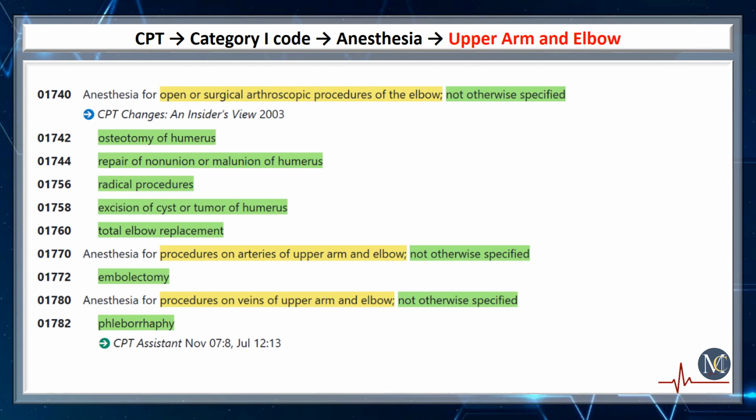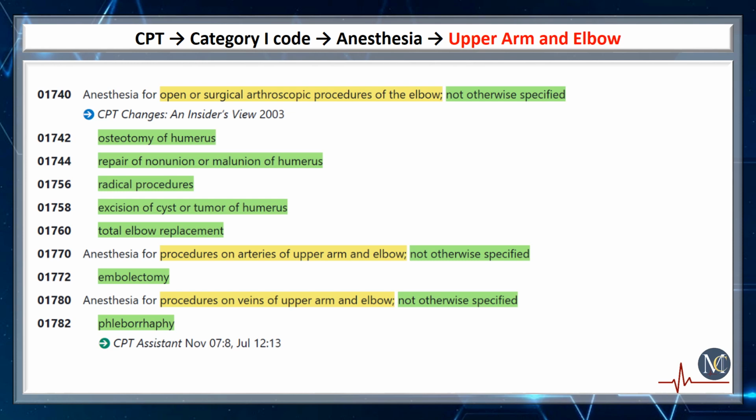Next code is 01760. Total elbow replacement. Elbow replacement involves surgically replacing bones that make up the elbow joint with artificial elbow joint parts. Next code is 01770. Anesthesia for procedures on arteries of upper arm and elbow, not otherwise specified.